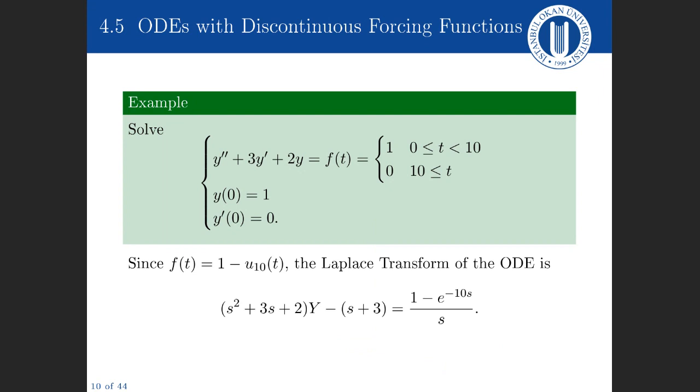Because our function is 1 minus u10, when we take the Laplace transform of our differential equation and we substitute in the initial conditions, we get s squared plus 3s plus 2 capital Y minus s plus 3 is equal to the Laplace transform of 1, which is 1 over s, and the Laplace transform of u10, which is e to the power minus 10s over s. I'm going to leave this for you to check. Please check and let me know if there's a mistake here.